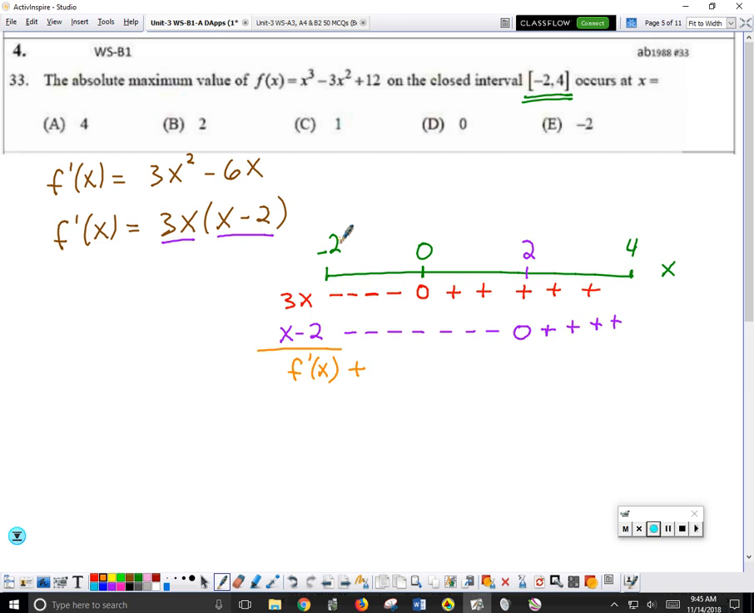Awesome. Do the zeros first, though, it's easier. Keep things lined up. A 0 multiplied by a negative is 0. So when x has a 0 value, this factor is equal to 0. This factor is negative. When they multiply together, f prime will be precisely 0.